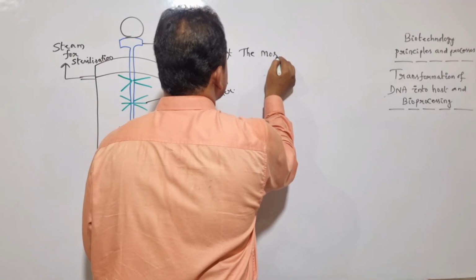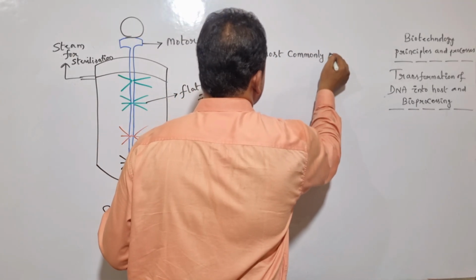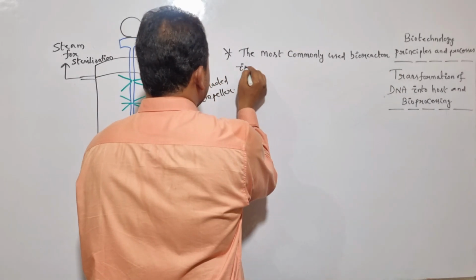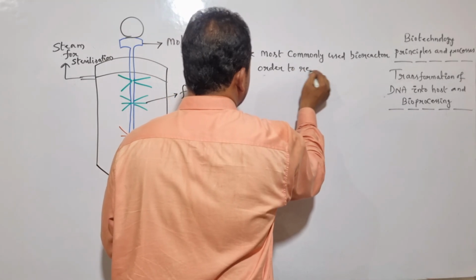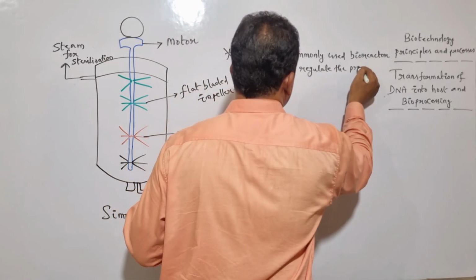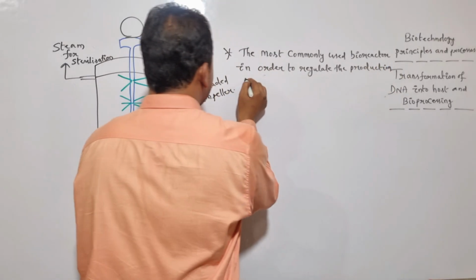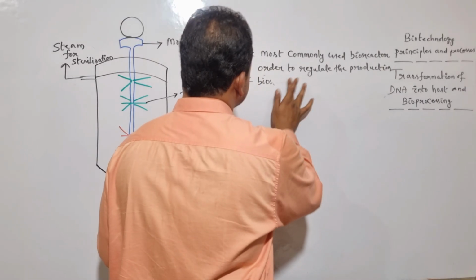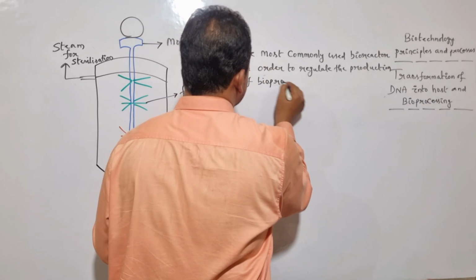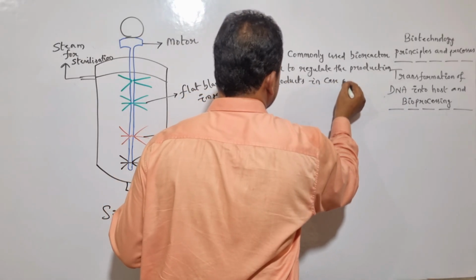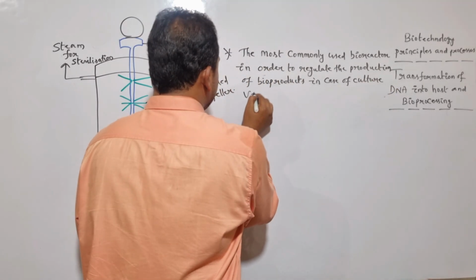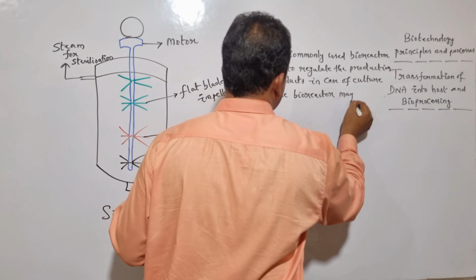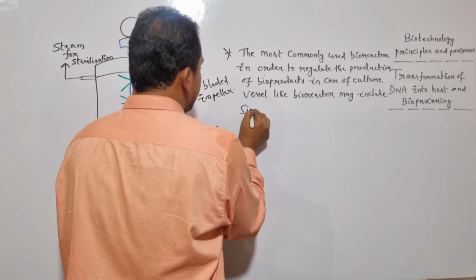The most commonly used bioreactor in order to regulate the production of bioproducts, so let me arrange the things here. Production of bioproducts in case of culture vessel like bioreactor may include simple stirred tank bioreactor.